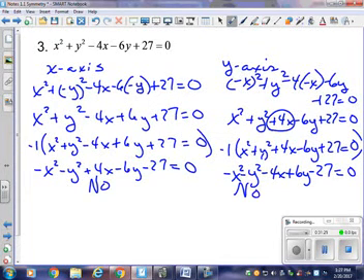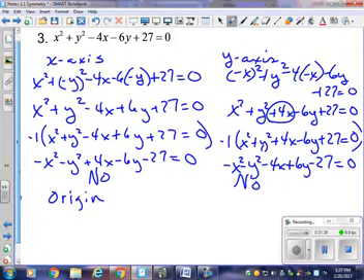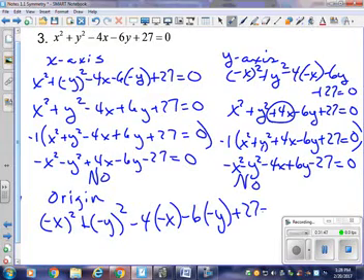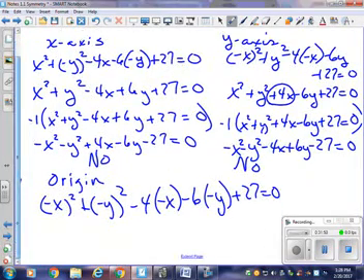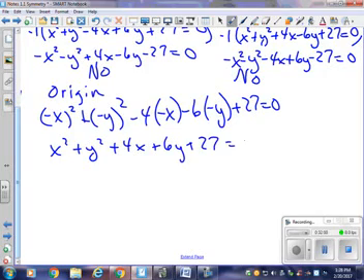So now we want to see, does this have origin symmetry? Origin symmetry allows you to put in negative for both. So negative on the x squared plus negative on the y squared. And now both of these x's are negative and the y is negative. But the 27 equals 0. So now we have x squared plus y squared plus 4x plus 6y plus 27 equals 0.